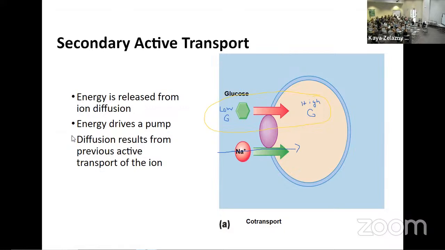So you can still recognize that this is active transport by making sure you identify that at least one of these is going up its gradient. You will always expect to see in secondary active transport that one of your molecules or ions is going in the direction it wants to go, and the other is going in the direction it doesn't want to go. That's key. That is what happens in secondary active transport.